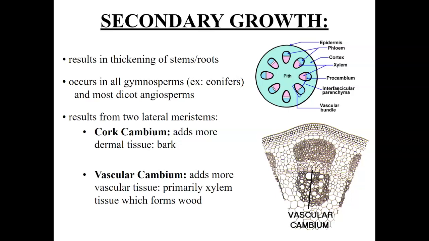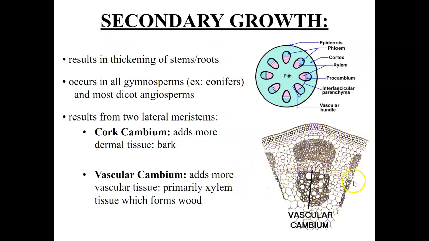Our cork cambium. The cork cambium is going to be responsible for adding more dermal tissue. Eventually, this will form bark. And then the vascular cambium is responsible for adding more vascular tissue. So it's going to lay down new xylem and new phloem, but mostly xylem. It's definitely going to lay down a lot more xylem than phloem, which ultimately will become wood.